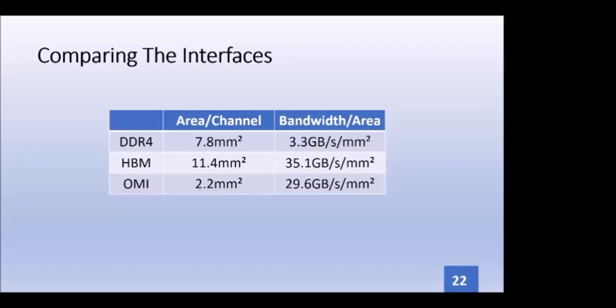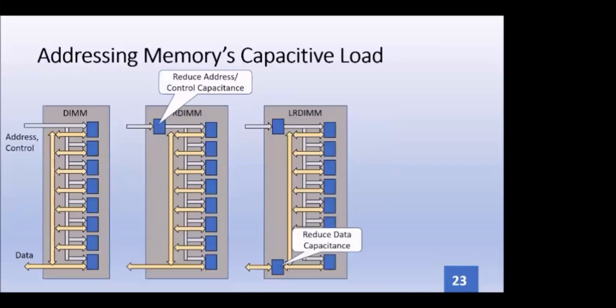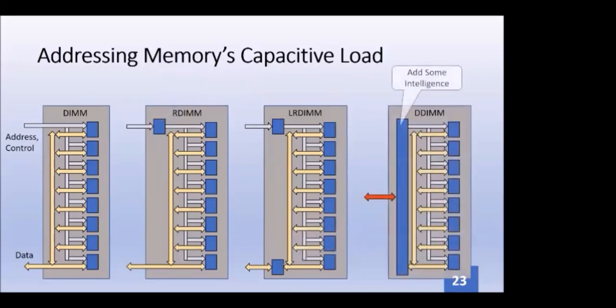This is because the processor doesn't need to drive a lot of long capacitive signal lines to multiple banks of memory. This is a slide that we saw earlier that showed how buffers were used to isolate the DRAM's capacitance from the processor. Since there are already buffers on both sets of signals, address control, and the data bus, why not combine them into one chip that has some smarts? This is how the OMI DDIMM works.